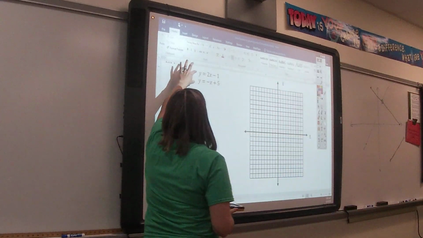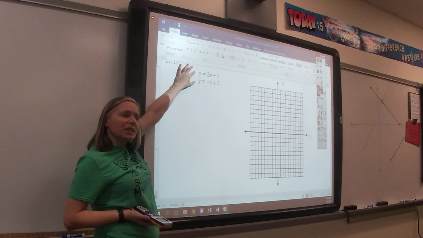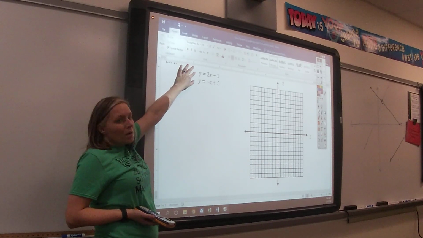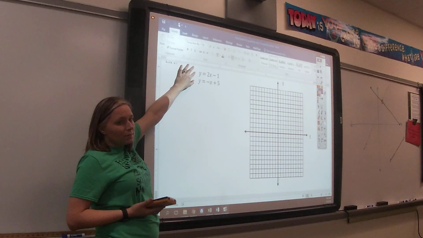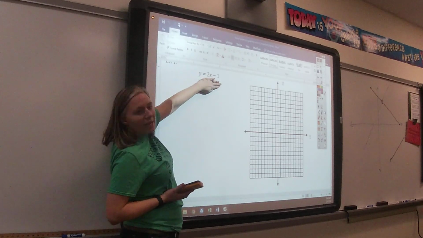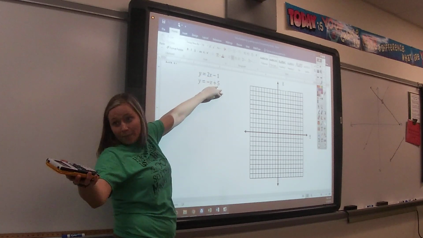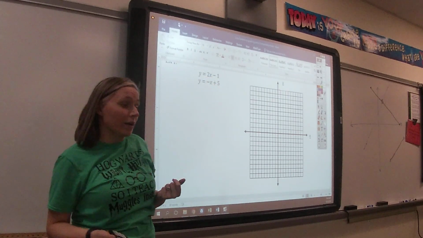Okay, and now we want to look at this system. What tells us that this is a system? Y equals. More than that. Because if we just had y equals like this, that's not a system. There's 2 of them, right? 2 equations and 2 variables.